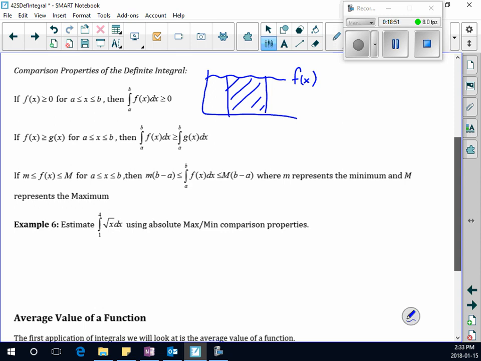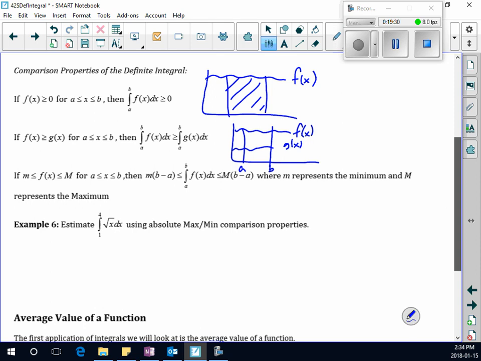Okay, so let's look at the second kind of comparison property. If f of x is greater than g of x, and x is between a and b, then the integral has to be bigger, meaning the area of that function has to be bigger. So I'll give you another picture. If we have f of x here and g of x here, and here we have a and b, does everybody see, just visually, that the area of f of x, which is this whole thing, and the area of g of x is this whole thing, f of x is a bigger area than g of x, right?